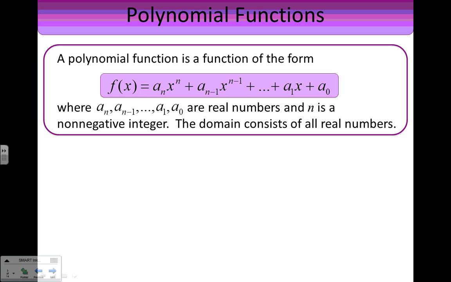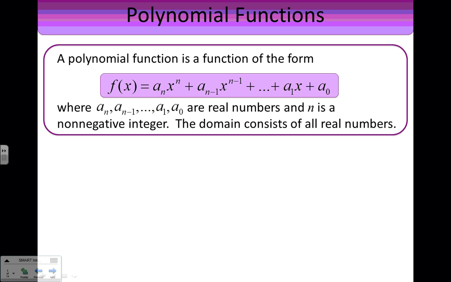First, a polynomial function is a function of the form f of x equals a sub n times x to the nth power plus a sub n minus 1 times x to the n minus 1th power, all the way down to a sub 1 times x plus a sub 0.